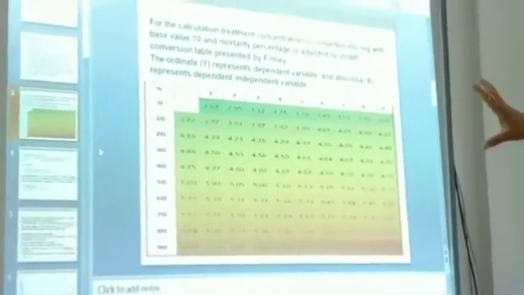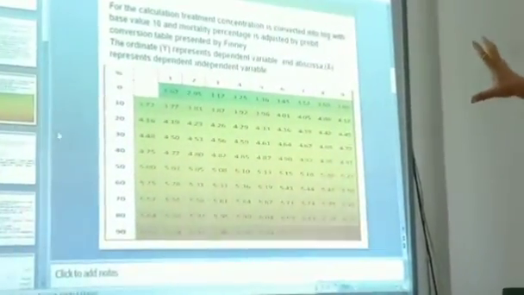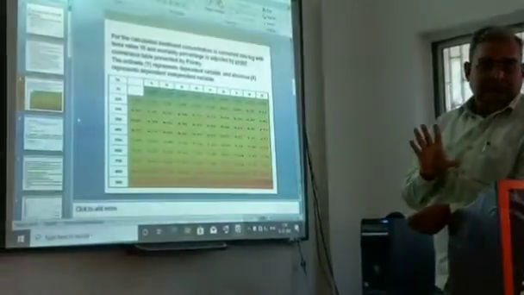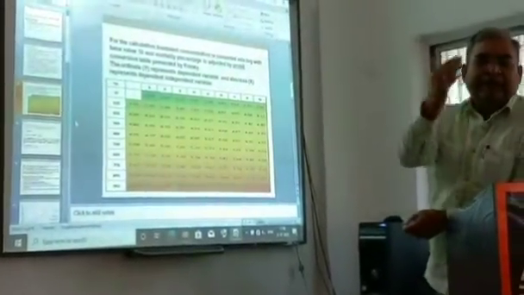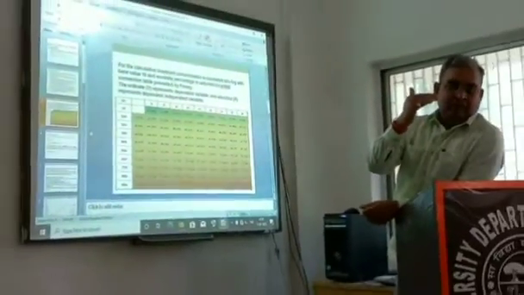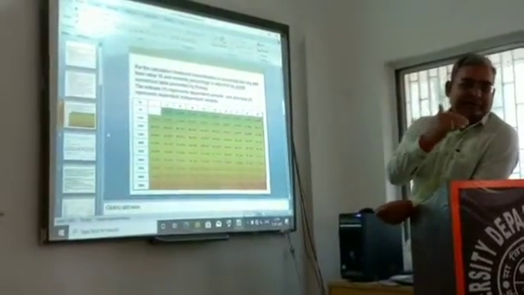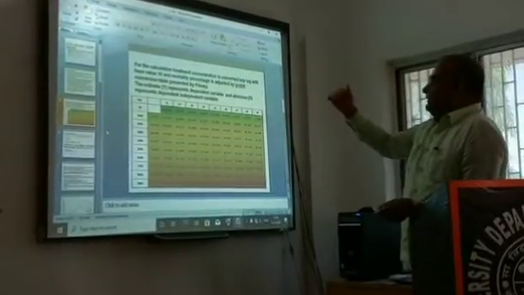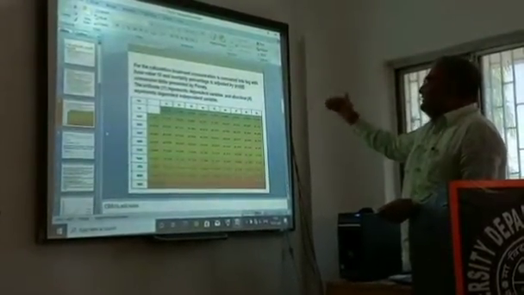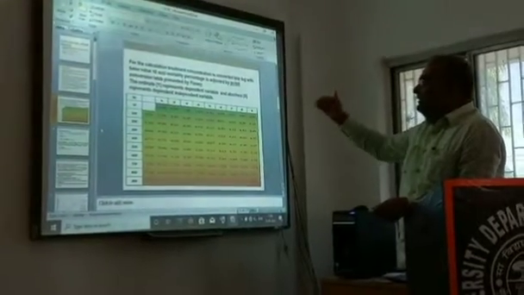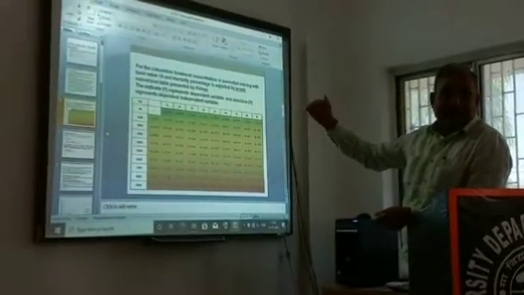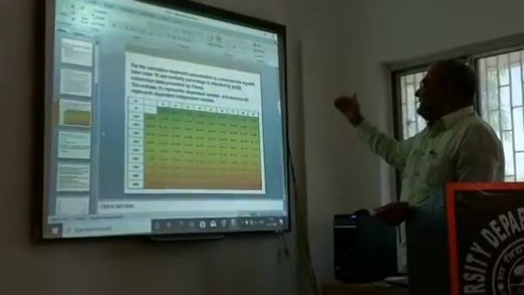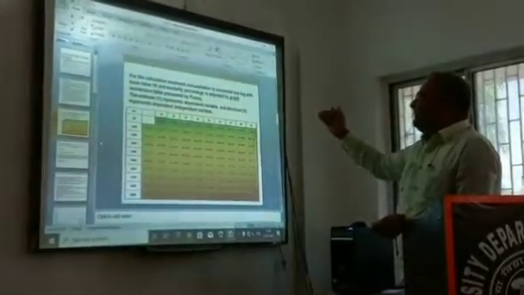For the calculation, the treatment concentration is converted into log with base 10. When you proceed with the analysis of the regression for the determination of linearity, in the first step the treatment concentration is converted into log with base value of 10, that is log10. And the mortality percentage is adjusted by the probability conversion table presented by Finney.